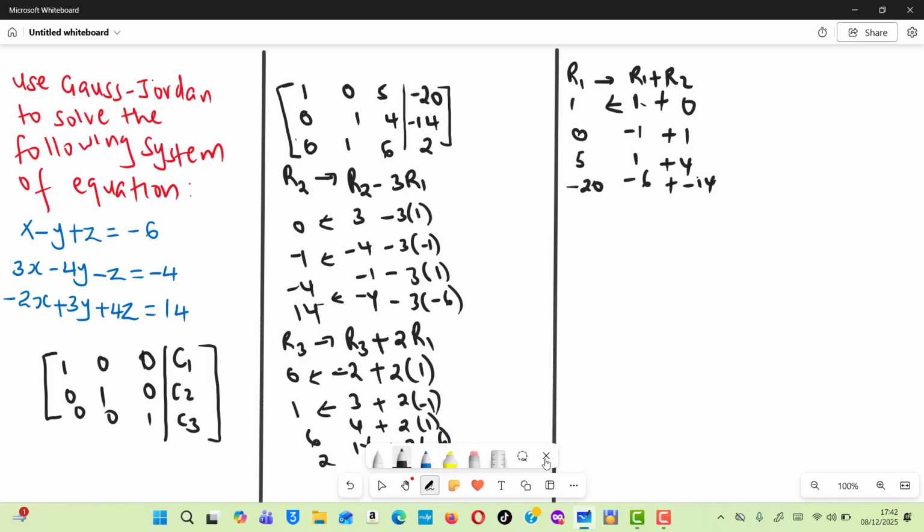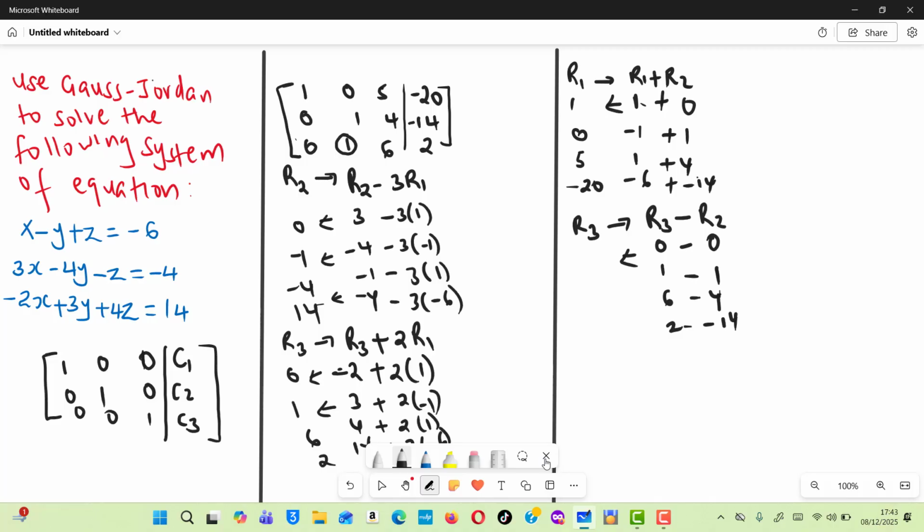How do we convert this number into 0 again? That's the number that needs to be 0 to match the reduced row echelon form. So we shall convert row 3 by subtracting row 2 from row 3. Our old row 3 is 0, 1, 6, 2. Then we subtract row 2, which is 0, 1, 4, and negative 14.